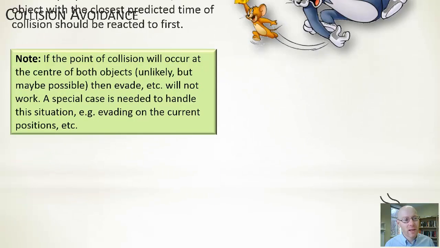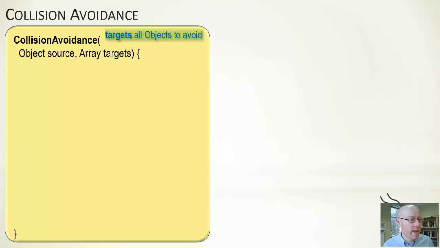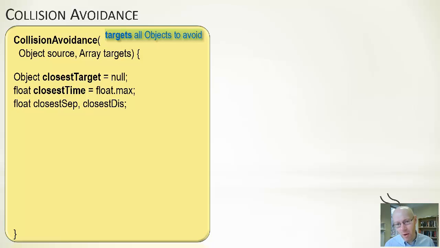So here we have an algorithm that will help outline what that is. We're passing in the source object and an array of other objects, which we're assuming are moving around the environment, things that we want to avoid. We will remember the object that is closest to us in time, the one we're likely to collide with soonest. We will have a closest time, which will record, for each object, just how far in the future we think we're at risk of hitting it. Initially we set that to a large positive value, so we're only going to reduce this as we find objects that we are going to collide with not too far in the future. So closest separation, closest distance, we'll use those variables.